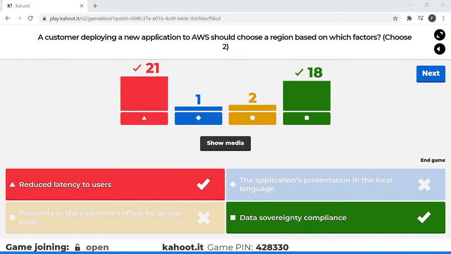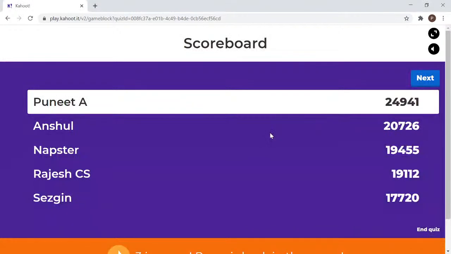Yes, most of you seem to have got it right. Reduce latency to users and data sovereignty principle are the right answers. Proximity of the customer's office for on-site visits does not matter in which region they choose to run. And in any region they choose, they can create applications to present in the local language. Moving to the next question, but let's see if there's a change in the scoreboard. Yes, there's a bit of a shuffle, but it seems like everyone in the top five is holding themselves in the top five.